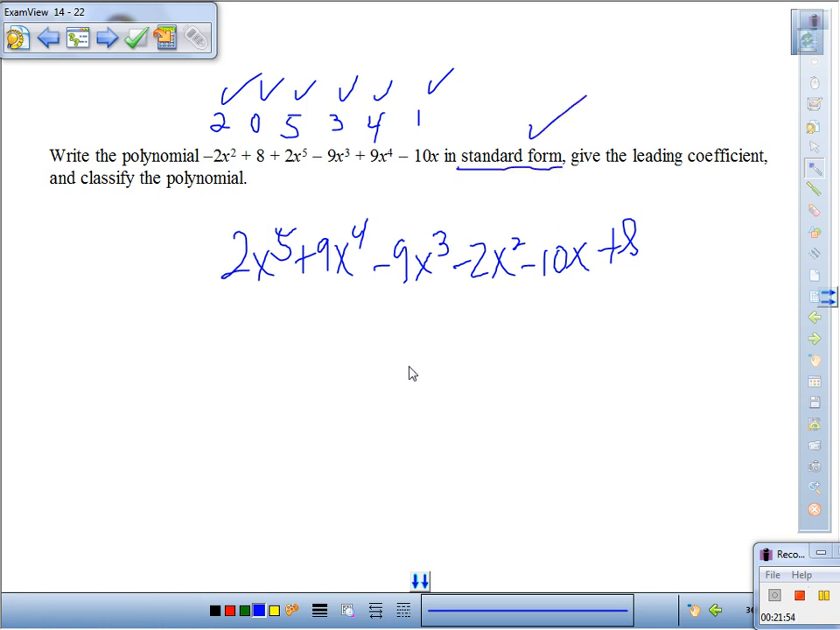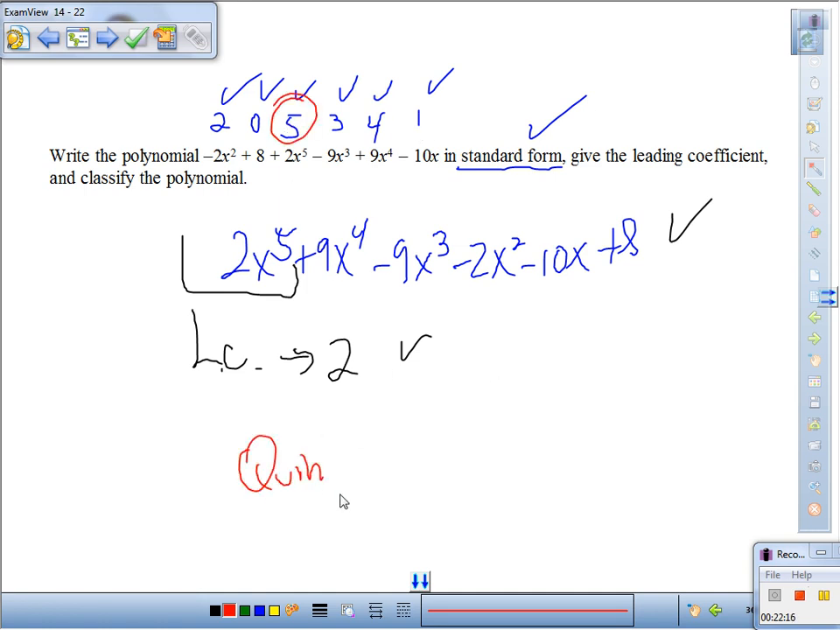That's 1 point. Next, leading coefficient. You look at the first term once it's in standard form, and what number is multiplying the variable? 2. If it doesn't have a number, then it's obviously an invisible 1. So 1 point here, 1 point here. I'm missing the name. What is the highest degree? 5th. There, that means it's called a quintic. Let's see. How many terms? 1, 2, 3. If it's more than 3, then therefore it's a polynomial.